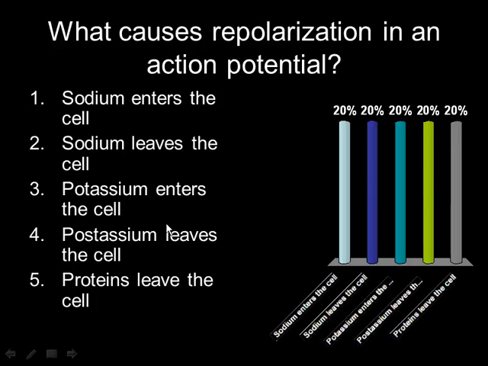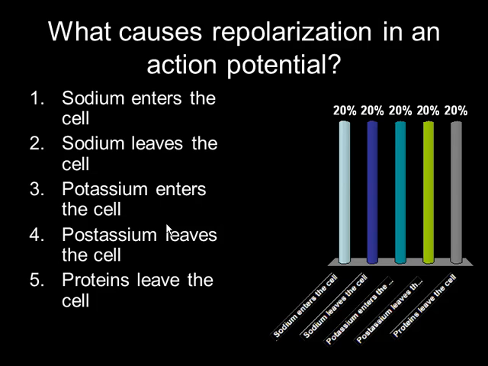Does potassium want to go into the cell? Nope. Potassium wants to go out. How about number 4? Potassium leaves the cell. Yes, that was true to me. How about number 5? Proteins leave the cell. They never do. The only time proteins leave the cell is when you smash the cell.